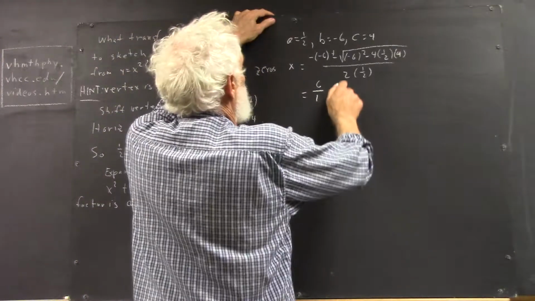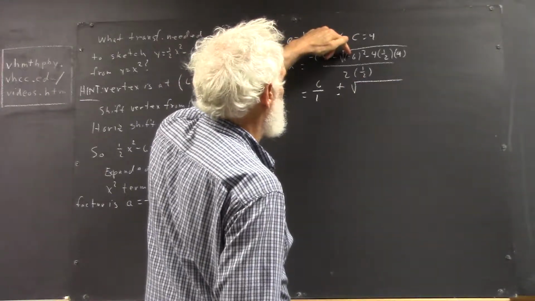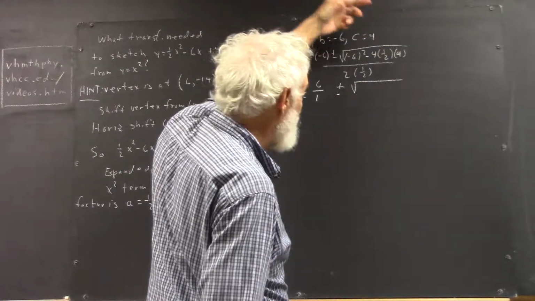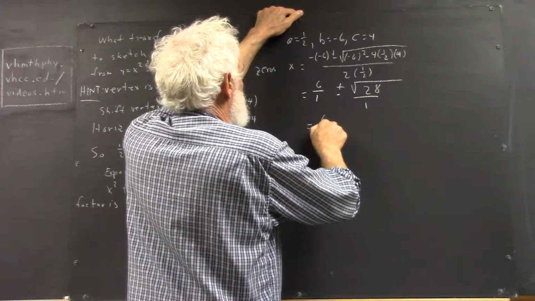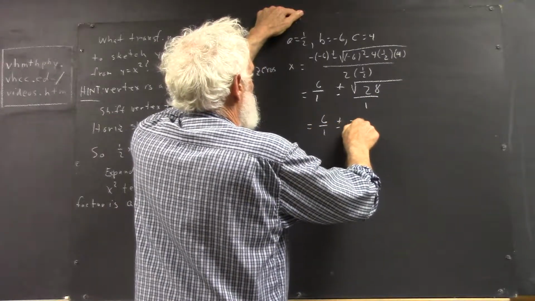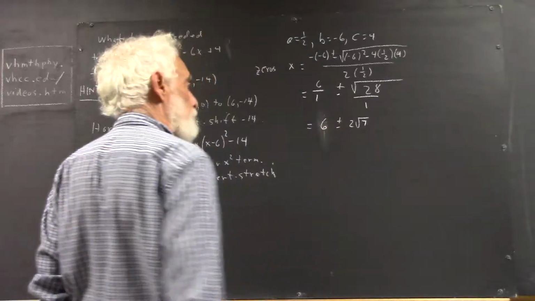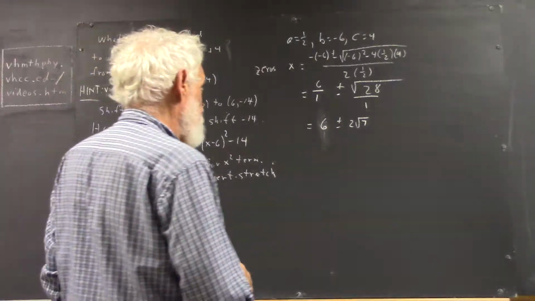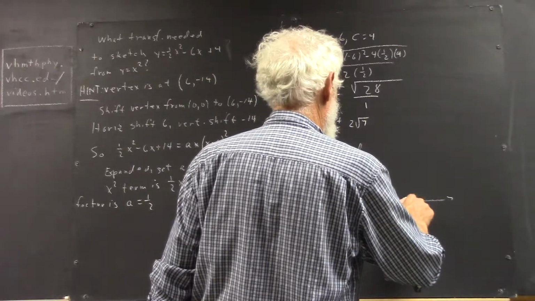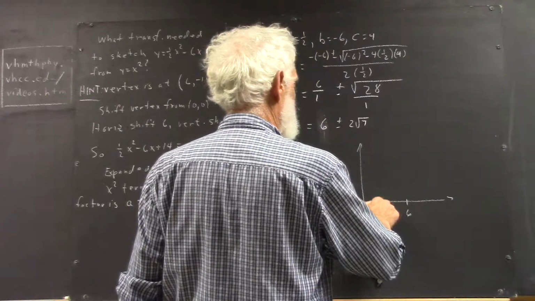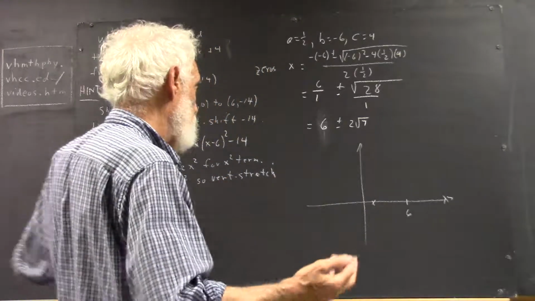And then you have plus or minus the square root of what? Well, that's 36 minus 8, so that's 28 over 1, which is 6 plus or minus 2 square root of 7. So if you're trying to do a picture of this graph, you go to 6 here, and you're going to have a zero here and a zero out here somewhere. And your graph is going to open. How does your graph open?